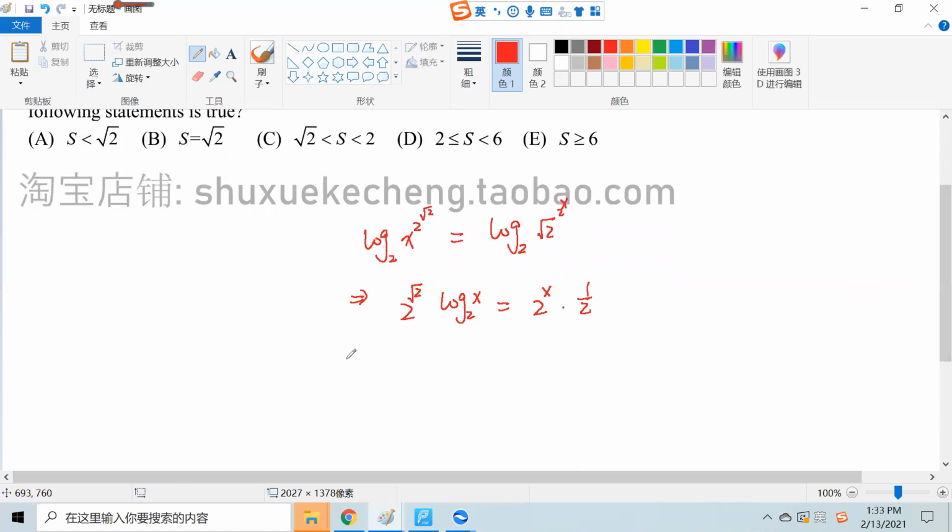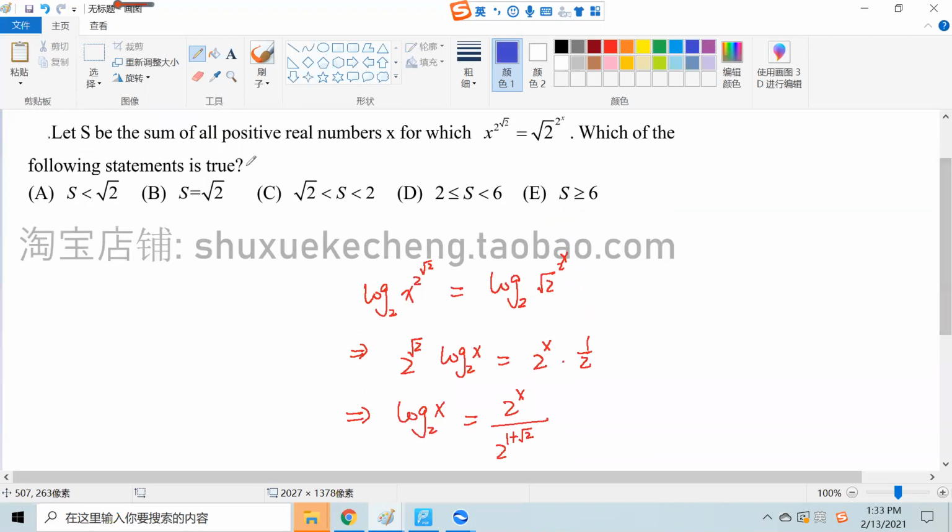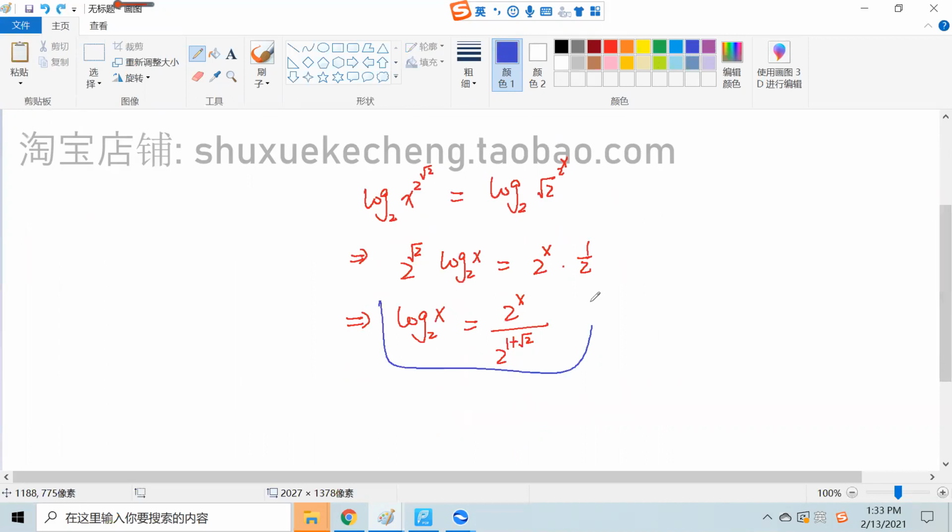And then rearrange so that it becomes log 2x equals 2 to the x power divided by 2 to the 1 plus root 2. 这样的式子。好，他问 the sum of the real numbers that satisfy, so the numbers must be the solutions of this equation. And then we need to find the approximate values of these solutions.